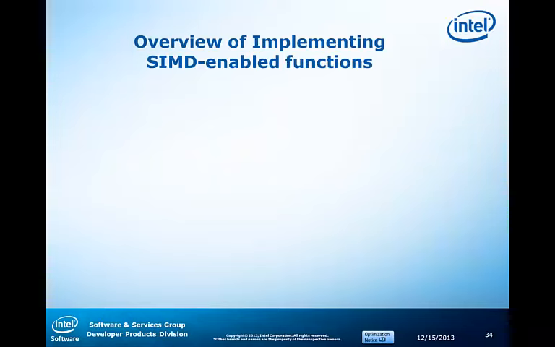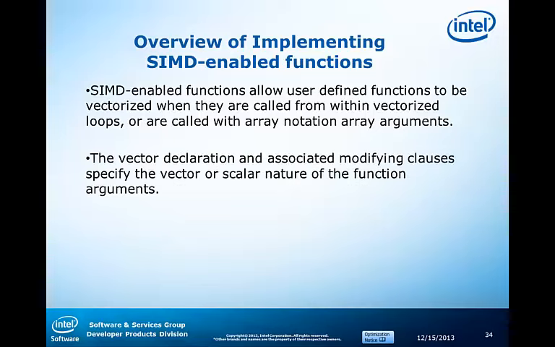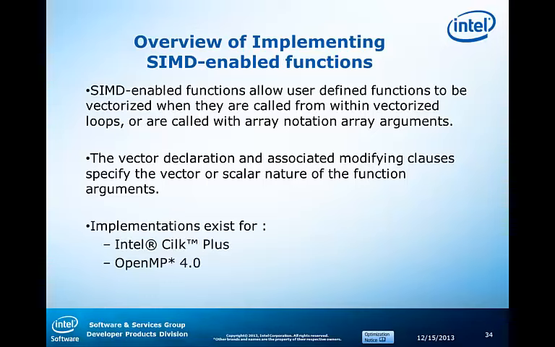On this slide, we will do a quick overview of SIMD-enabled functions. SIMD-enabled functions allow user-defined functions to be vectorized when they are called from within vectorized loops, or are called with array notation arguments. The vector declaration and associated modifier clauses specify the vector or scalar nature of the function arguments. SIMD-enabled functions are supported by both Intel Cilk Plus and OpenMP 4.0.